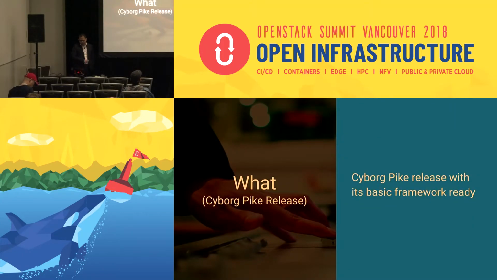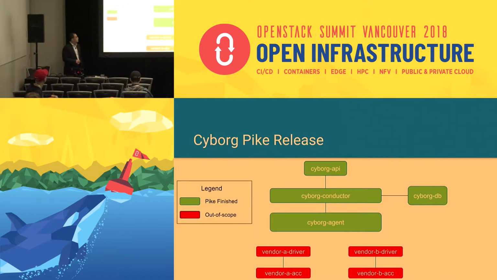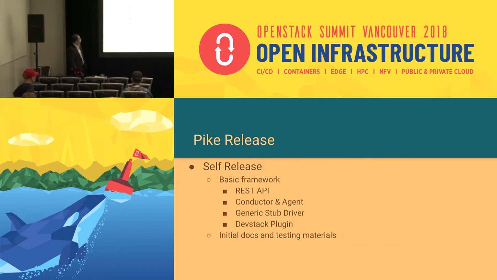Looking at the Pike release, the green part is what we had contained in the Pike release. We just built a basic framework that has a conductor. We also defined the REST APIs, and we had a simple Cyborg agent at the time. This is just a summary of it.